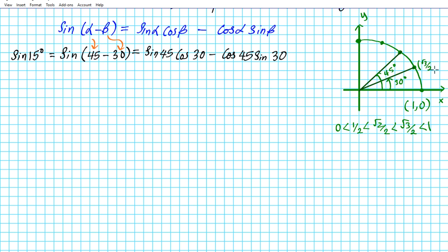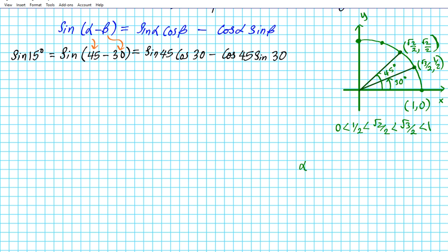Root 3 over 2 always goes with 1 half, right? So root 3 over 2 and 1 half. And then 1, root 3 over 2. And then after root 3 over 2, you have root 2 over 2. And then root 2 over 2 always goes with root 2 over 2. All right? So those are the two angles that we need.